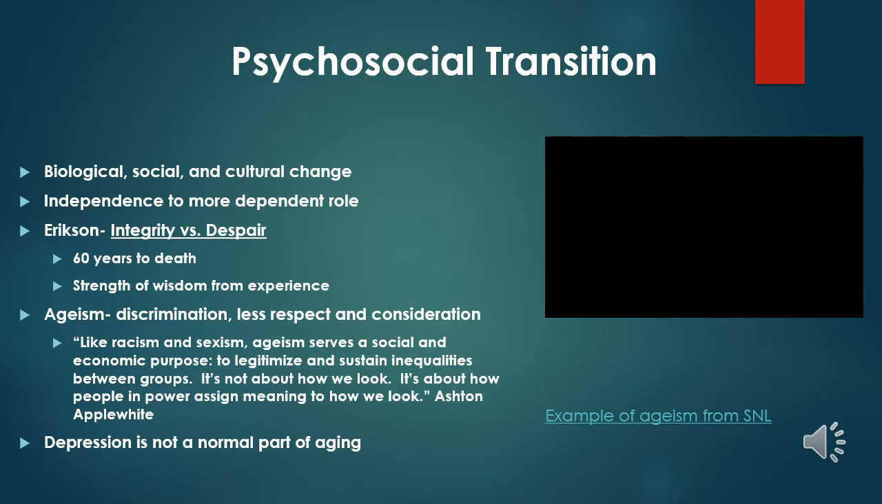I touched on ageism briefly. Basically, ageism is discrimination. They have less respect and consideration for the elderly. It's when they take the elderly group and criticize them and demean them just based on their age alone. Ashton Applewhite is a huge supporter of the elderly, and he works very hard to fight ageism. I actually have his quote here, and I will read it for you. "Like racism and sexism, ageism serves a social and economic purpose to legitimize and sustain inequalities between groups. It's not about how we look, it's about how people in power assign meaning to how we look."